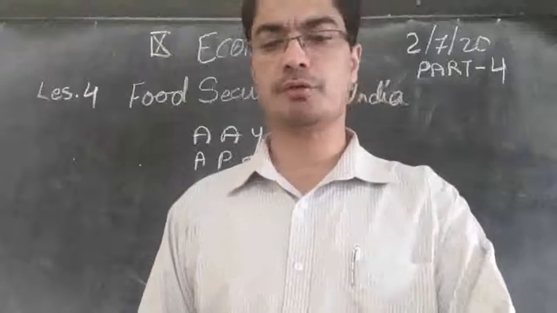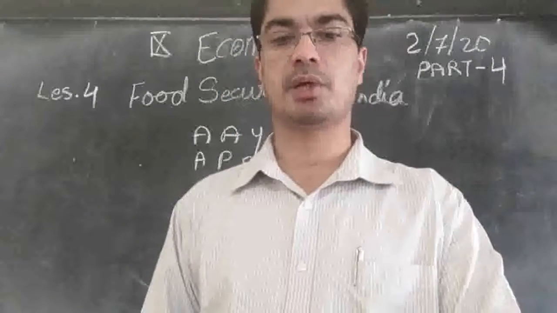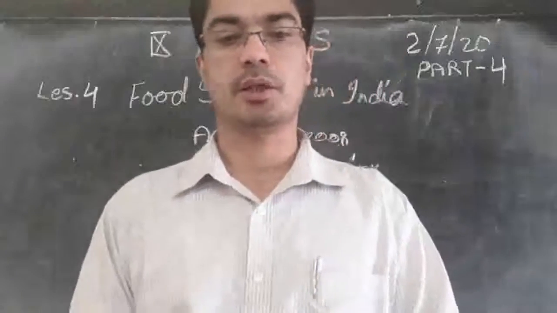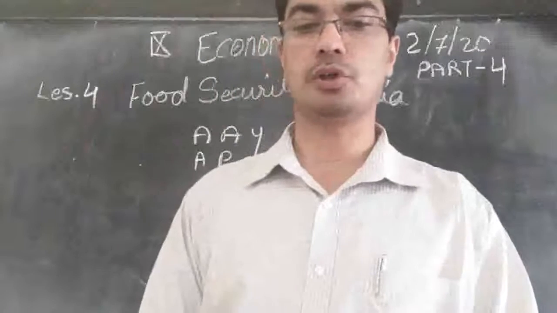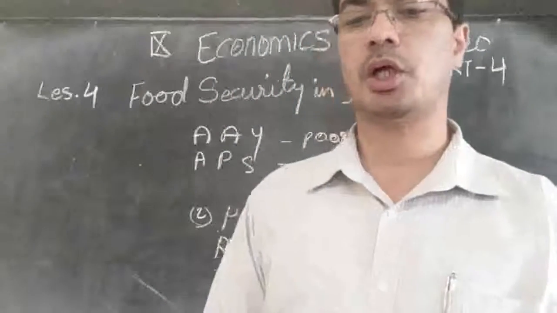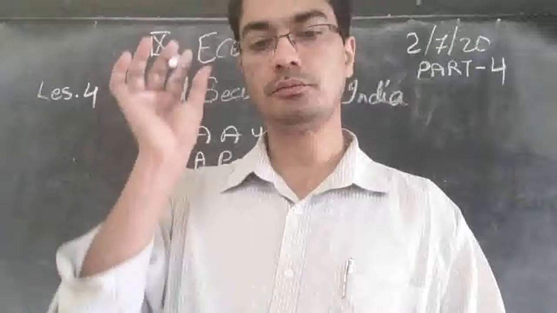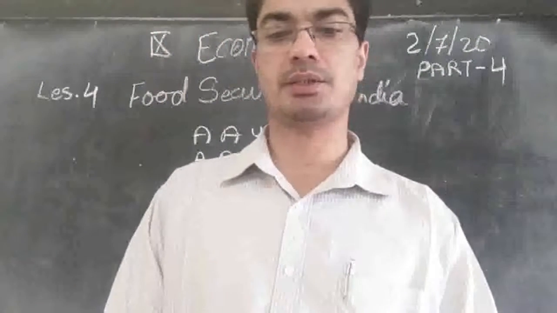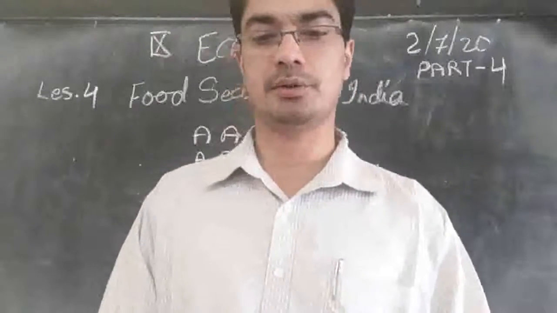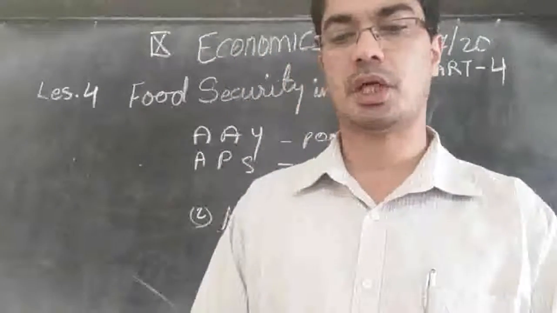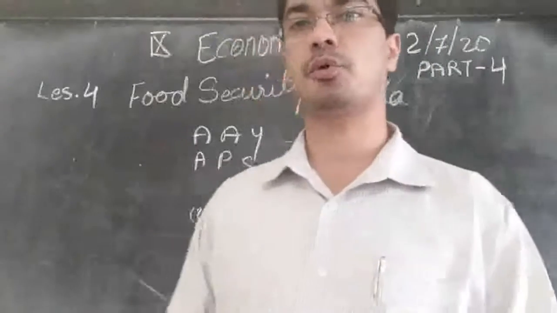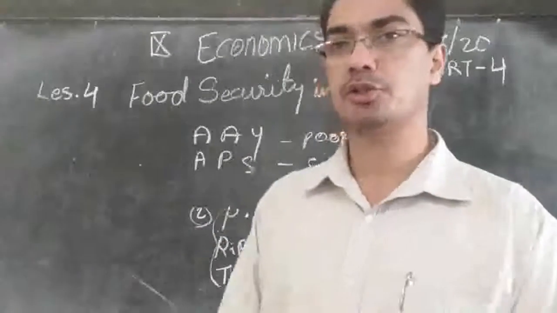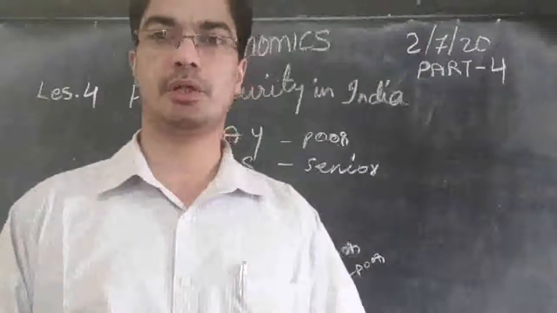Then some important features of PDS are summarized in table 4.3. And the PDS has proved to be the most effective instrument of government policy over the years in establishing prices and making food available to consumers at affordable prices. So this program that government started, the PDS, all these are part of the PDS. That is the most efficient program that government introduced.